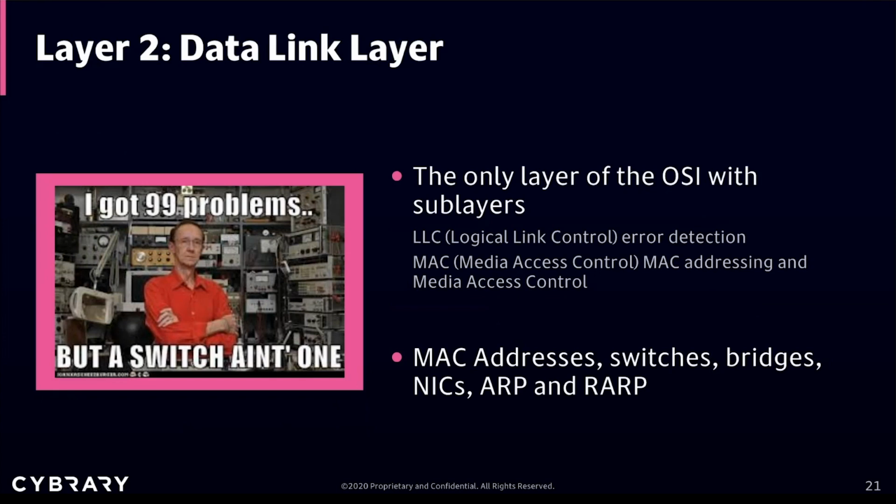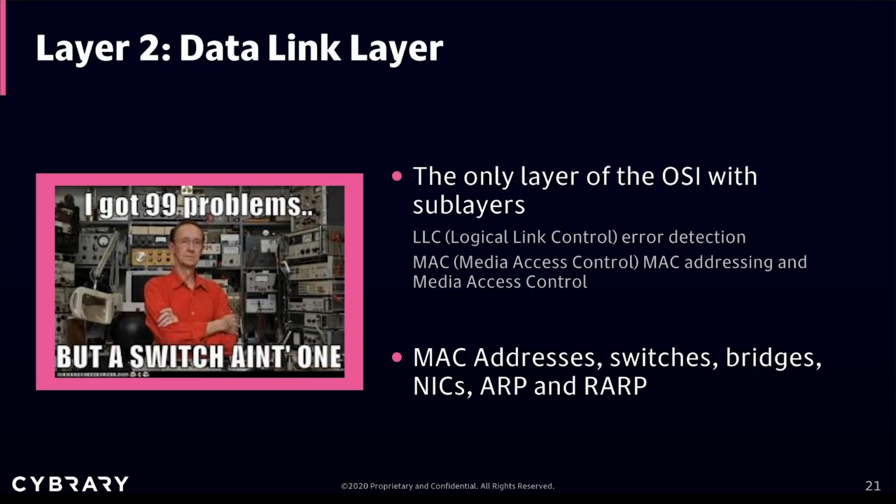The next layer up is layer 2, which is the data link layer. The data link layer is the only layer of the OSI model that has two sublayers. The first is LLC, which stands for Logical Link Control. That layer is responsible for error detection. We won't say much about LLC that's not relevant to the Net Plus exam, but what we do want to focus on is the second sublayer, which is the MAC sublayer. MAC stands for Media Access Control. So we have MAC addressing, and we also have media access, which is which system gets to communicate and when.